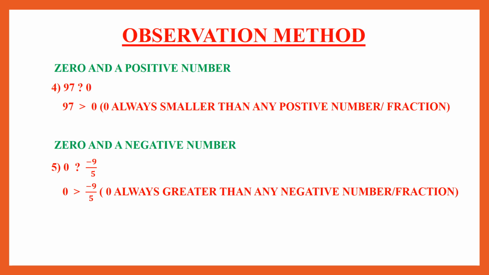0 and a positive number. If I have to compare 0 and a positive number, let's take an example. 97 has to be compared to 0. 97 would be greater than 0. 0 is always smaller than any positive number or fraction. So instead of 97, if I have 7 upon 5, if I have 8 upon 3, it would always be greater than 0. Next one, 0 and a negative number.